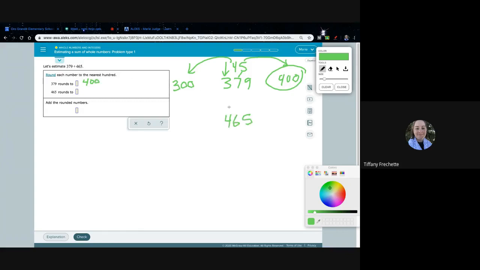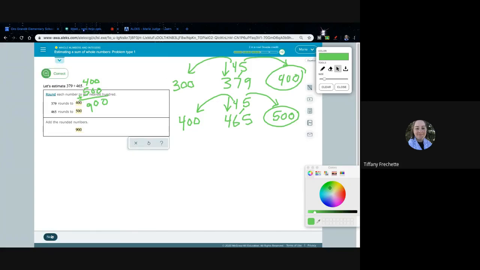And then we have 465, and we're rounding to the hundreds place. So we're deciding, is it closer to 400 or 500? So I look at the 6, because we always look at the number right after it. Is it 4 or smaller, or is it 5 or bigger? 6 is 5 or bigger, so we're going to round up. So in this case, we're rounding both numbers up. Then I just add these two together, and I get 0, 0, and 9. So let's go ahead and type these in. I get 400, 500, and 900. We're going to check. And we're good to go.